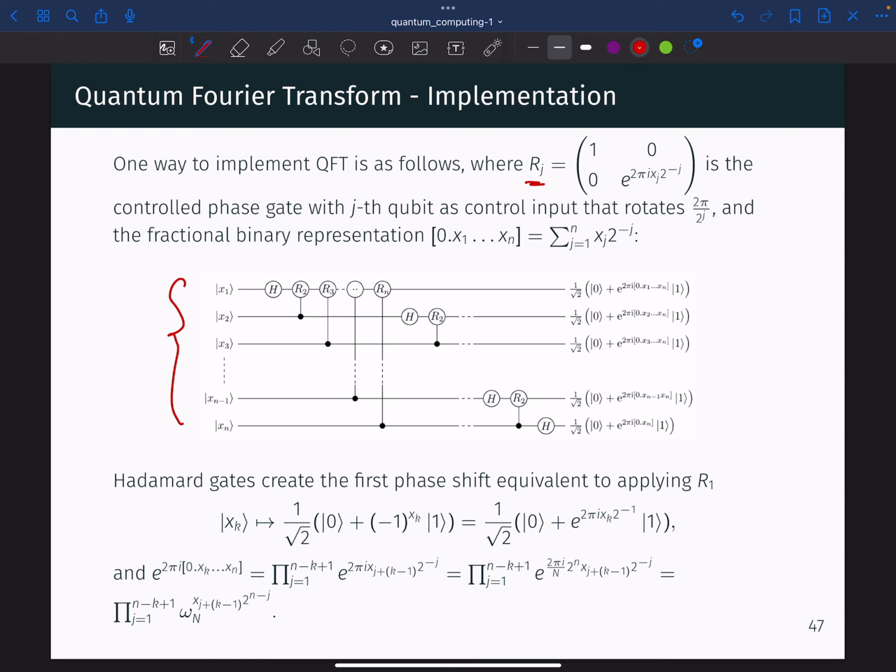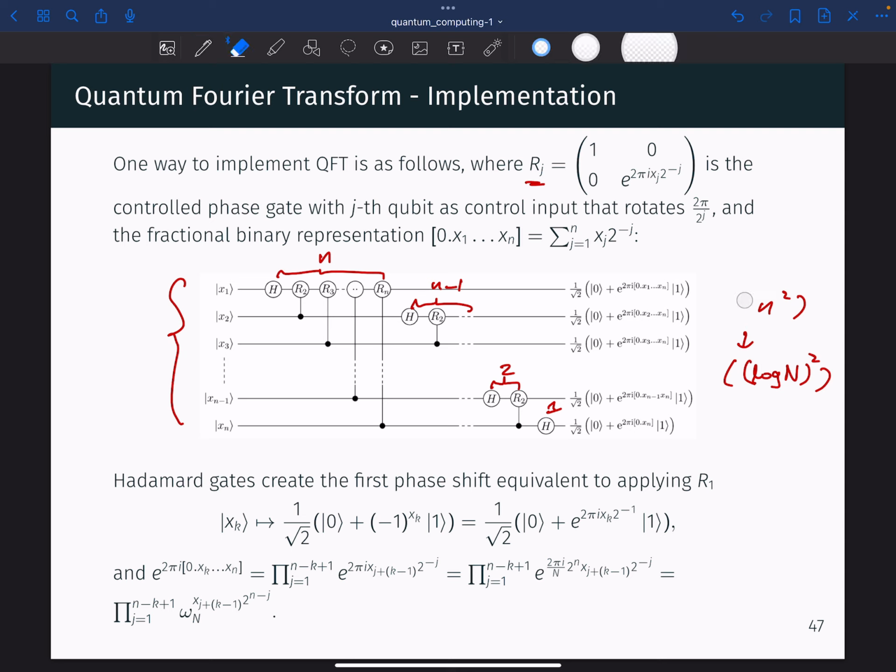So basically for the first one, there are n gates here, and for the second qubit there will be n-1 gates, and so on and so forth. So for the last one, there will be 2 gates and 1 gate, and overall this is n squared number of gates, which is log n squared. But we need to verify that this is actually correct. So let's do this now.